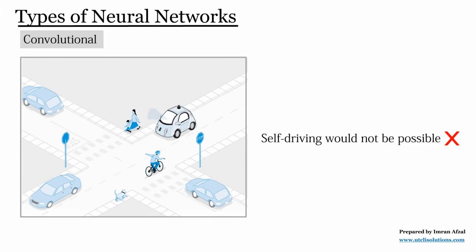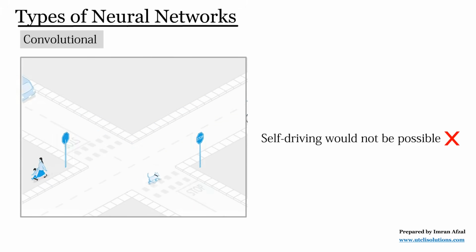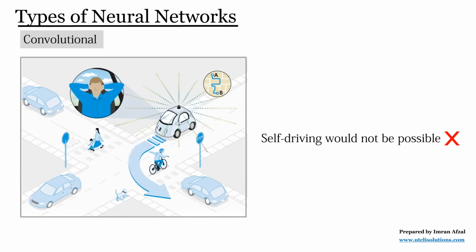So, this is a simple explanation of the three important types of neural networks: feed forward, recurrent, and convolutional.